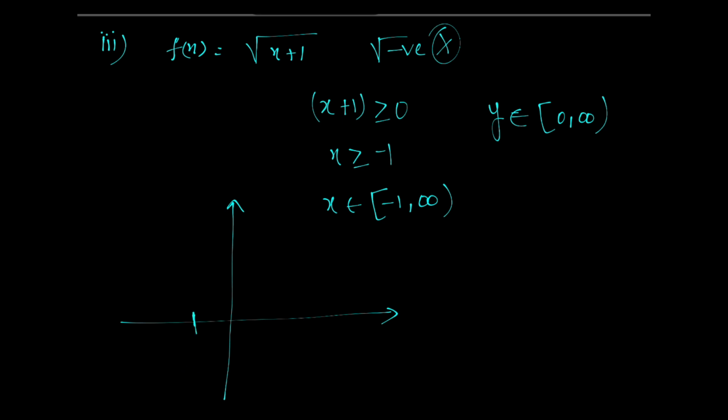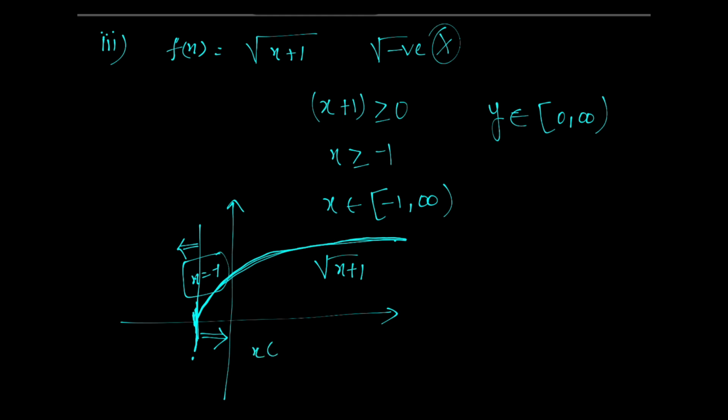Even 0 is also a solution of the function, which means the function root of x plus 1 looks like this, so that I can write for any value of x on the left-hand side, let's say x equal to minus 1. For the entire perpendicular line on the left-hand side, the function is not defined beyond minus 1. The function is defined only to the right of the line x equal to minus 1, which means the x values range from minus 1 to infinite.